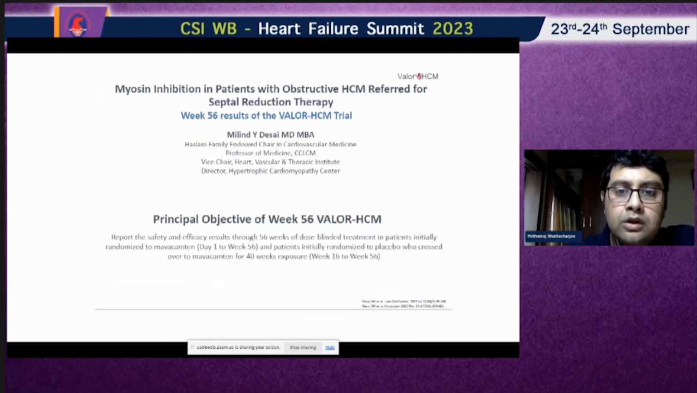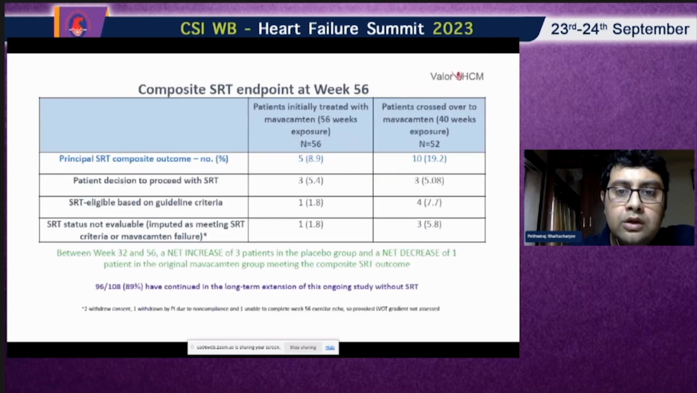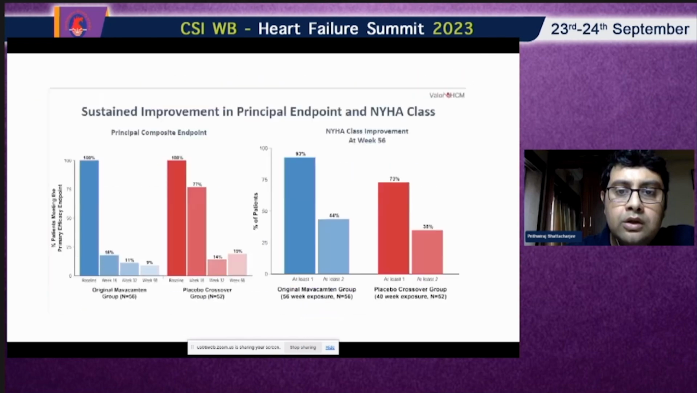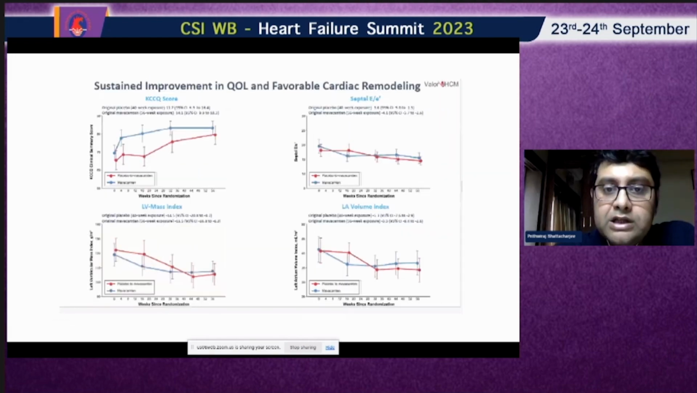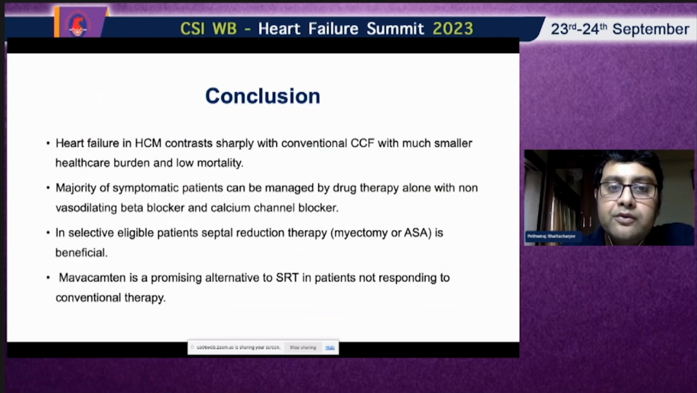So I'll go to my last conclusion. The latest ESC updated guideline has shown that for those who are symptomatic even with a treatment regimen of beta blocker and calcium channel blocker, and who are candidates for septal reduction therapy, you can add this molecule as a class 2A recommendation.